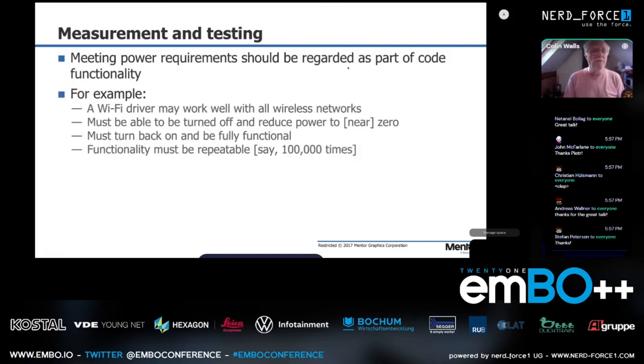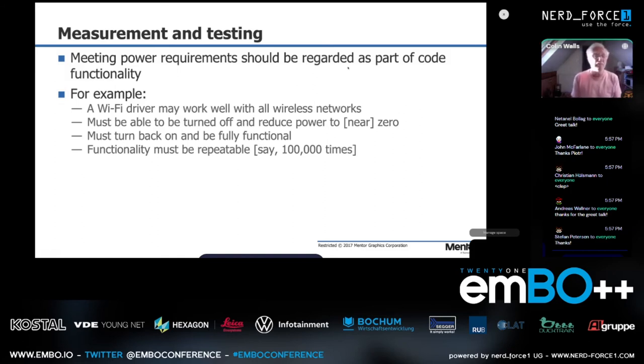We should then therefore regard meeting power requirements as part of the spec, part of the code functionality which we are demanding. Now, for example, if you have a Wi-Fi driver, we would expect it to work well with all wireless networks. That's a sort of given. But we may also want it to be able to be turned off and reduce power to almost zero and come back on again and be fully functional. That's all a pretty reasonable thing to expect.